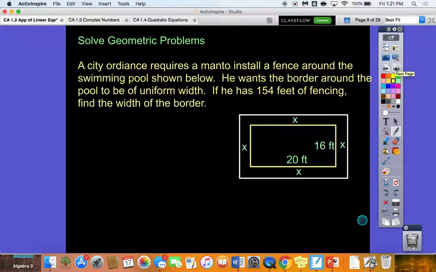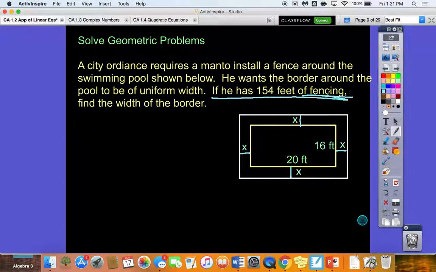On this one, the ordinance requires a man to install a fence around the swimming pool shown below. So the pool is yellow and the fence is white. He wants the border around the pool to be of uniform width. So that's what this little space is indicative of. And if you'll notice, they're all labeled as X. If he has 154 feet of fencing, find the width of the border. Well, this is all about the fence.